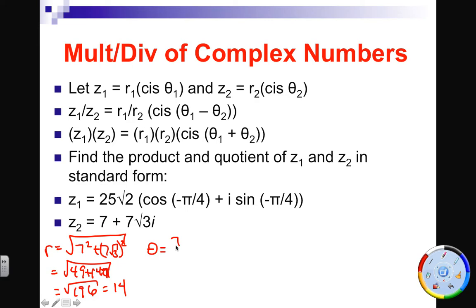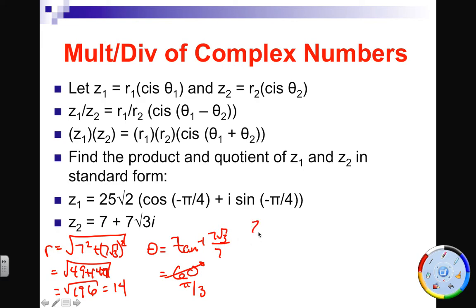Theta is tan inverse of 7 root 3 over 7. Well, that's actually just root 3, and I'm pretty sure we could figure that out from before, that instead of using a negative number, we're going to use a positive number, and we get positive 60 degrees. And that makes sense because 7 root 3 is in quadrant 1, and that's in quadrant 1. But we don't really want 60 degrees. We want pi thirds. And you might understand why we want pi thirds, because the other one had pi fourths.